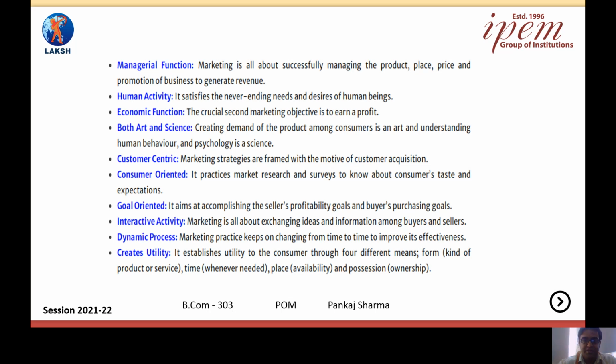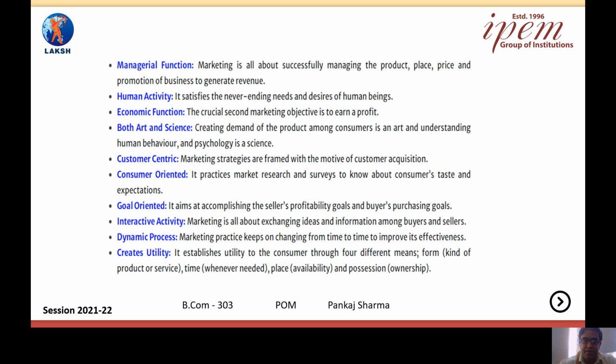Whereas human activity satisfies the never-ending needs and desires of human beings. As far as the economic function of marketing is concerned, the crucial marketing objective is to earn a profit. Both art and science: creating demand for the product among consumers is an art, and understanding human behavior and psychology is a science. Customer-centric approach of marketing: various strategies are used to motivate customer acquisition. Customer oriented: it practices market research and surveys about customers' tastes and expectations. Goal oriented: it aims at accomplishing sellers' profitability goals and buyers' purchase.